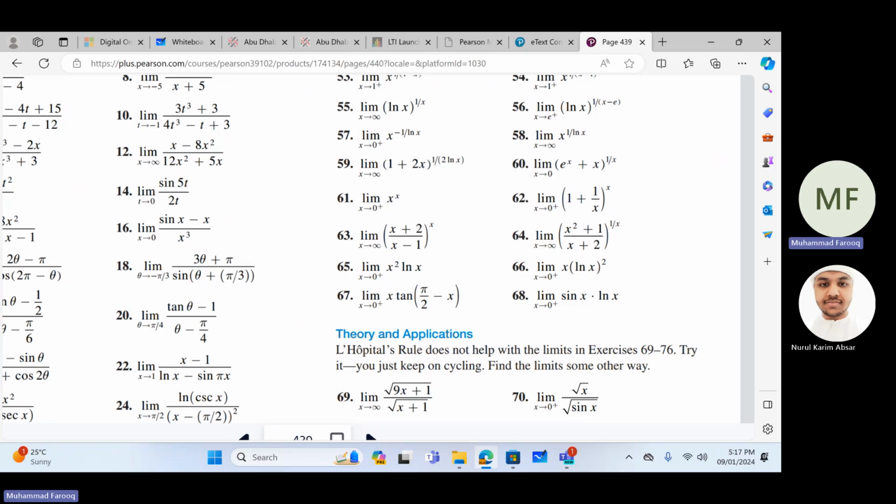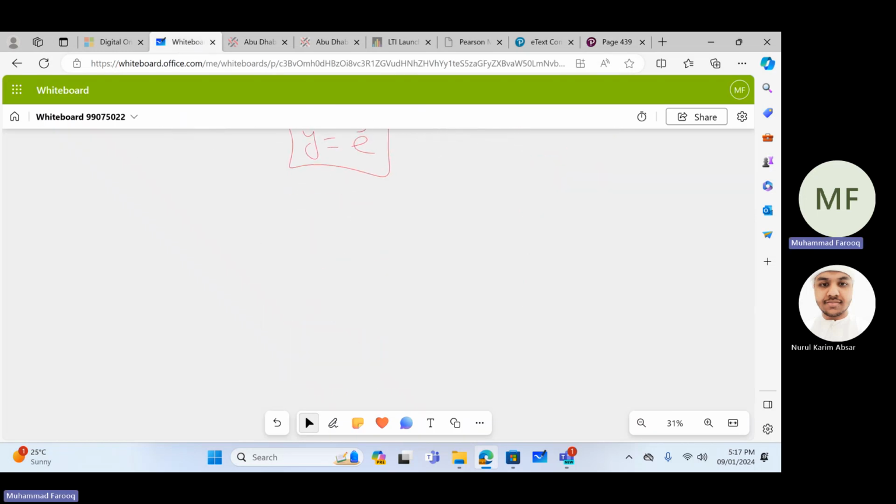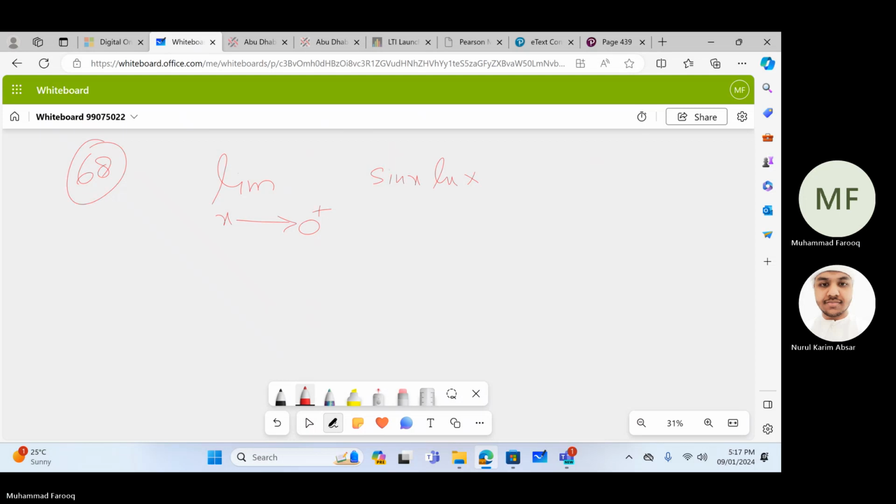68 please. Sin x, ln x. The limit is 0, right side. Okay, so 68 question, please. And the concept you know very well already because I discussed this part with you. 68. Limit x to 0 from the right side. It has sin x and ln x. Which case is that? 0 times infinity. Yes, this is basically 0 times infinity.